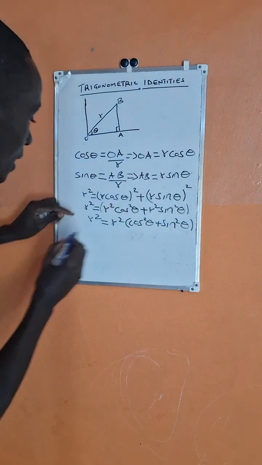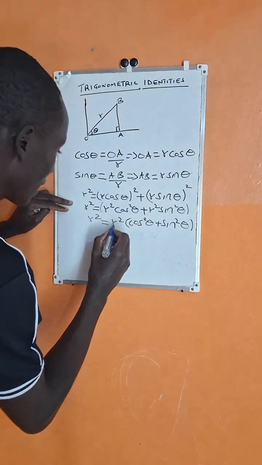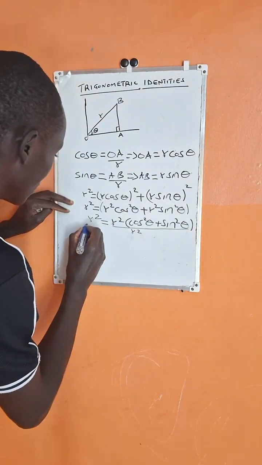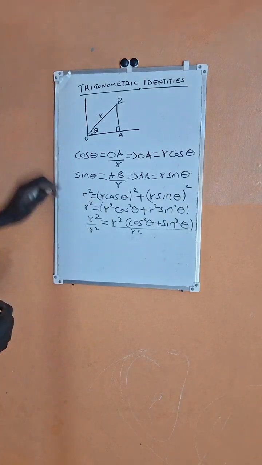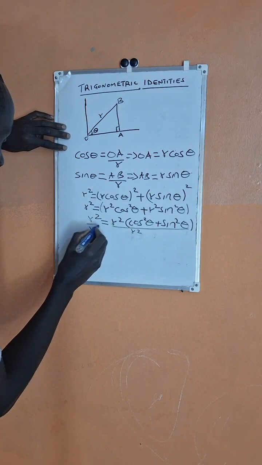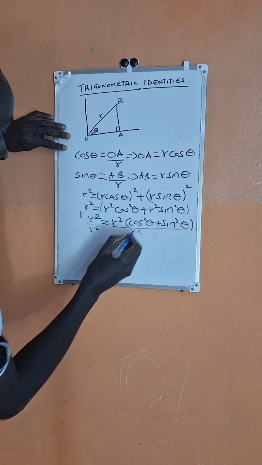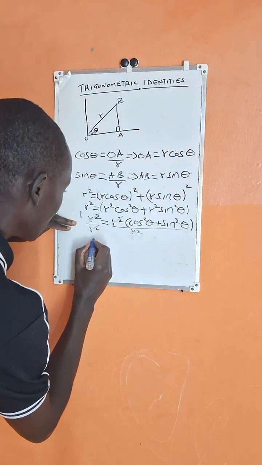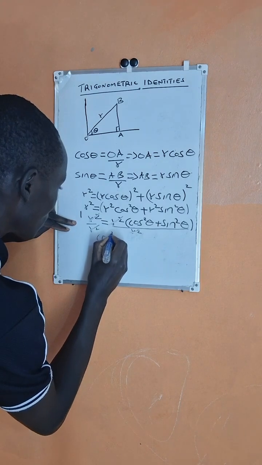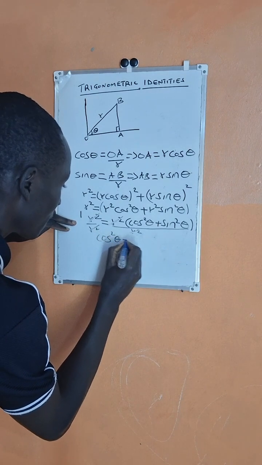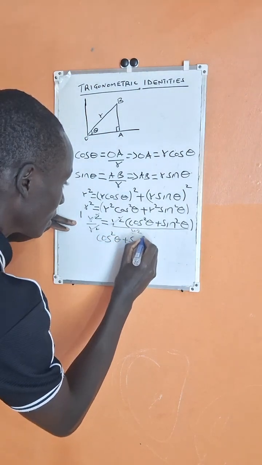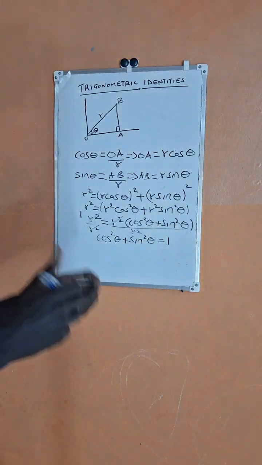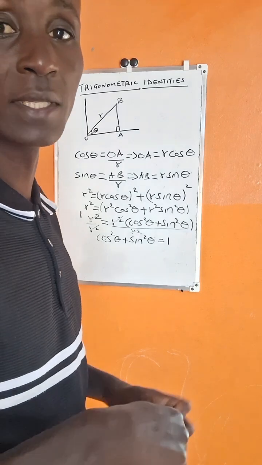Then from this, divide everything by r squared, so here r squared over r squared. Here we have a 1, then this one cancels out. Then we can now say cos squared theta plus sine squared theta is equivalent to 1. And this one is the first trigonometric identity.